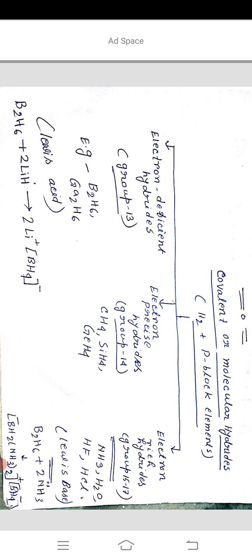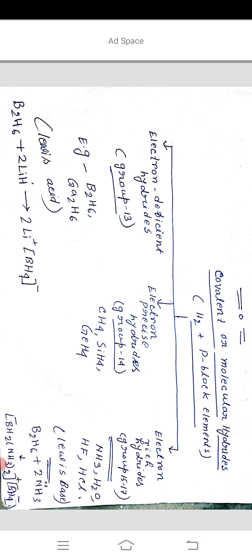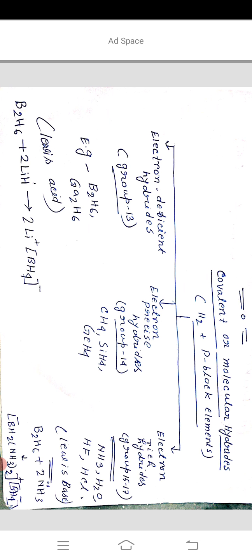So electron deficient hydrides. These hydrides have less number of electrons in the valence shell of the central atom, usually less than 8 electrons in the valence shell. So their monomer does not satisfy the usual octet rule.